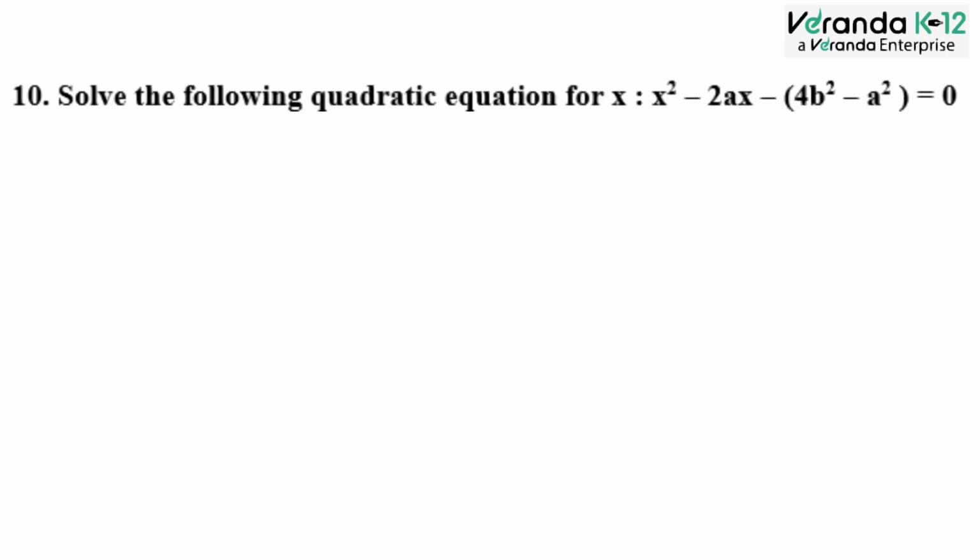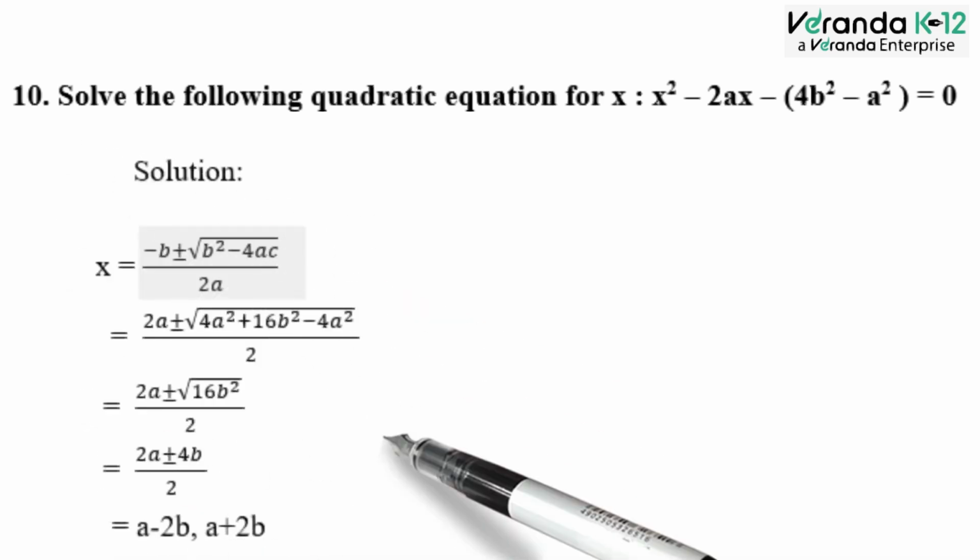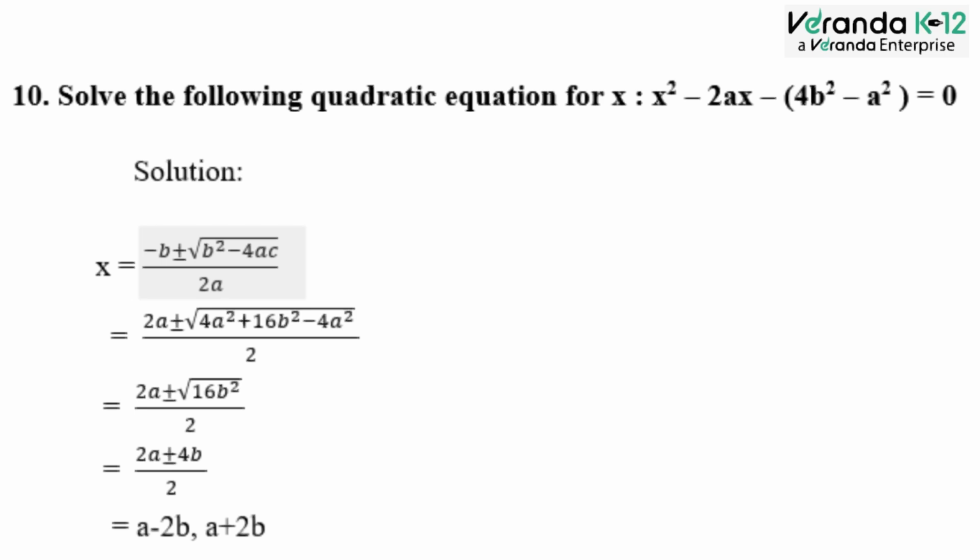Question number 10. Solve the following quadratic equations for x. So the given equation is x square minus 2ax minus of 4b square minus a square is equal to 0. Here we can go with quadratic formula method. So we know that quadratic formula x is equal to minus b plus or minus square root of b square minus 4ac by 2a. Here we will identify the values of a, b and c.